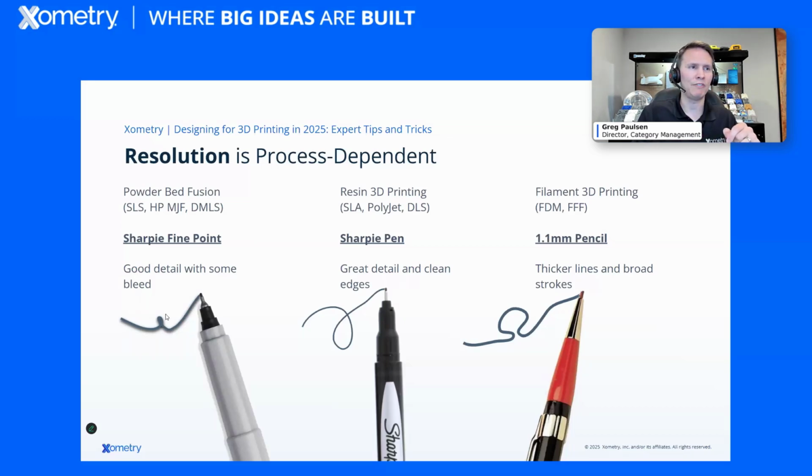So if you look at my Sharpie fine point, that little circle right there, it's kind of filled in. Even though there wasn't supposed to be material there, that bleeding, that extra heat radiating out would actually fuse that up, especially at a very, very small scale. When I look at UV cured resins, the liquid resin typically has a liquid look at the end, and you have really great detail and clean edges. So typically the best resolution processes are going to be resin-based 3D printing.